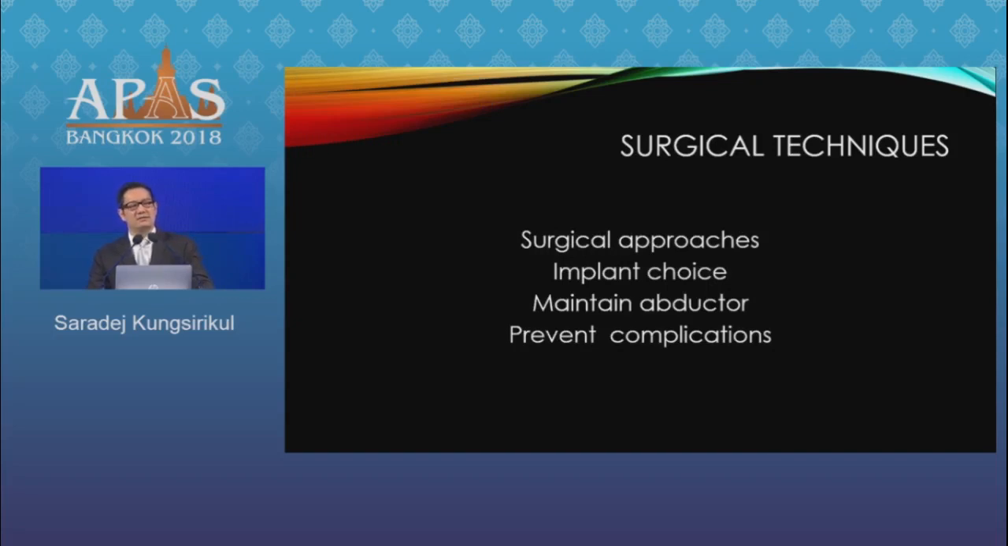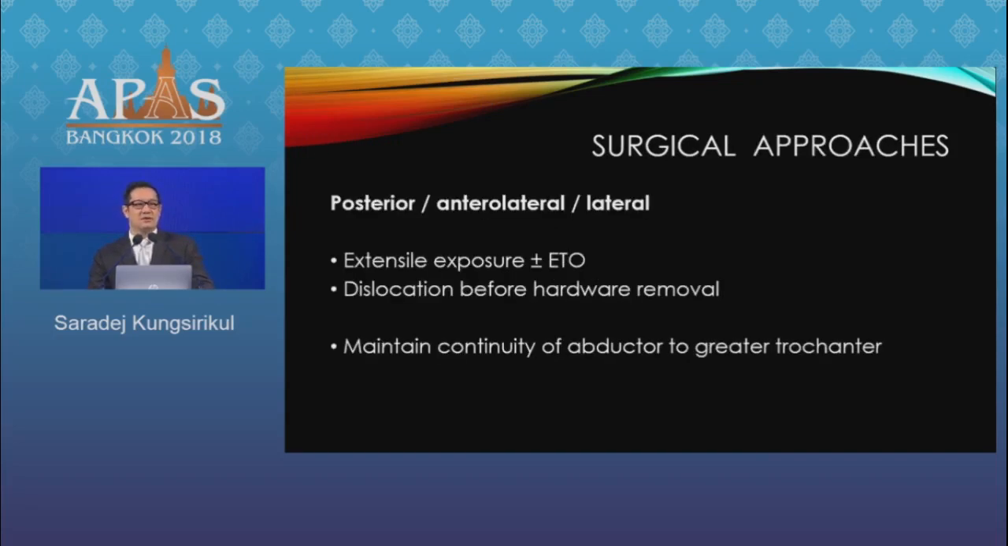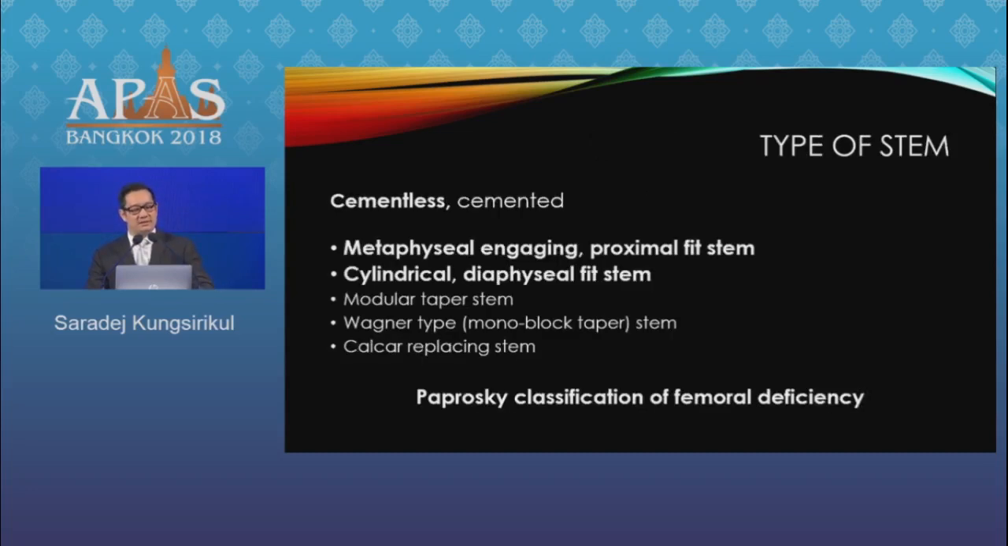For the technique, starting with the surgical approach, do the standard surgical approach as you prefer, but I do not recommend the MIS or direct anterior approach in this case, because the approach can give more extensile exposure, or sometimes you need an ETO to go straight to the canal that sometimes has a proximal deformity. The trick is, you have to dislocate the hip before removing the implant, because sometimes with a forceful dislocation, you can make a crack or fracture of the proximal femur. So dislocate first and then remove the implant. And every time try to protect the abductor mechanism.